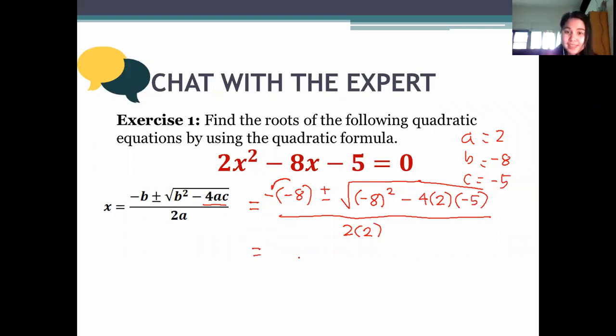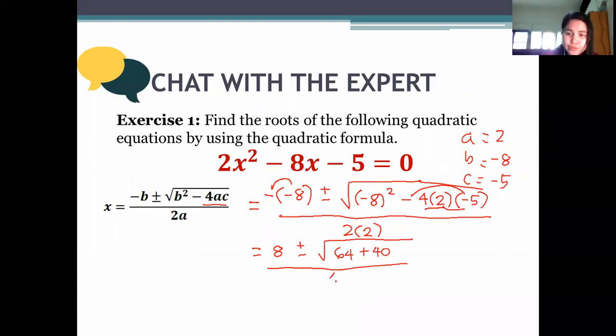Negative of negative 8 is positive 8, plus and minus. Square root of negative 8 squared is 64. Next, there are 2 negatives, so the answer is positive. 4 times 2 is 8, times 5, it's 40. All over 4. So we now have 8 plus and minus square root of 104 all over 4.